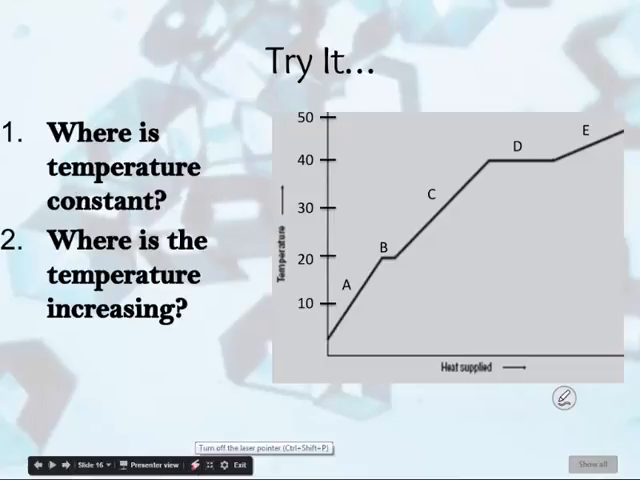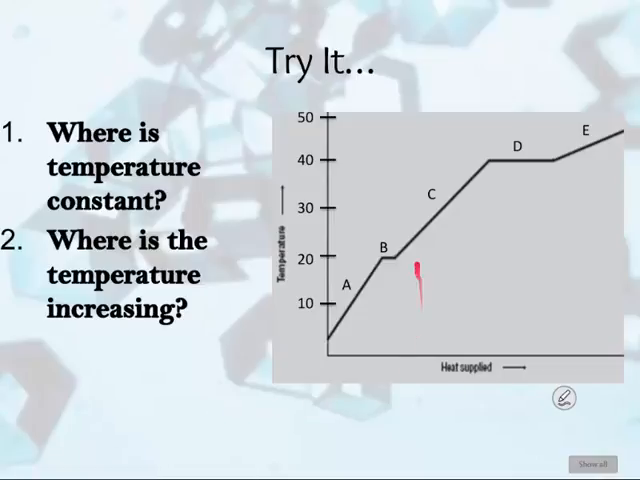What segment is temperature constant? Meaning temperature is not changing. At segment B, our temperature is flat at 20, so it's not changing there. And at segment D, our temperature is constant. Where's the temperature increasing? Segment A, our temperature is going upwards. Segment C, our temperature is increasing. And segment E, our temperature increases.